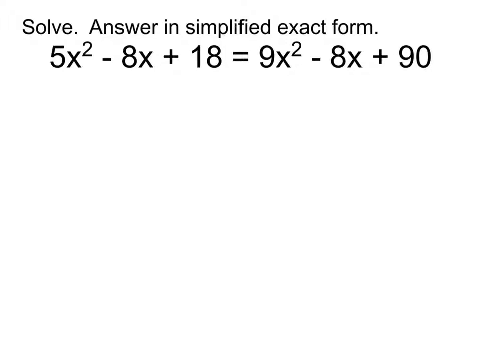As usual for this problem, the very first thing we want to do, set it equal to 0. Move everything to the same side. And since I do like to keep my x squared terms positive, I'm going to go ahead and move everything to the right side, which means I'm subtracting the 5x squared from both sides. So that'll give me a 4x squared on the right side. And then I want to add the 8x to both sides, but notice that when I add 8x to both sides, they're both going to add to 0. So the x term is just going to go away. And then we subtract the 18 from both sides. You should have 0 equals 4x squared plus 72. That's now what you're solving. So finish solving it out from there.